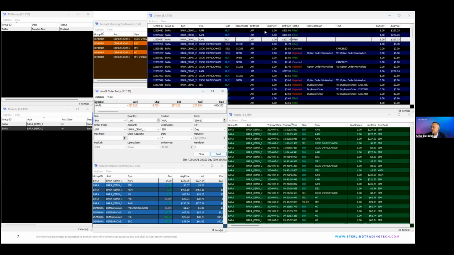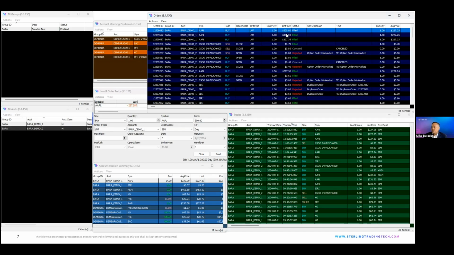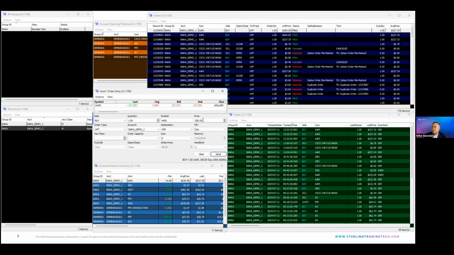Oh, I ended up sending 2 orders. So even though I had a price limit of $300, clearly through the market, you'll see that it got filled at the offer because it's a very liquid market. So there's no risk there. But obviously, if it was an illiquid security, you want to make sure they actually get rejected.